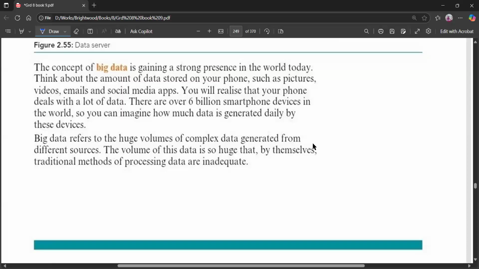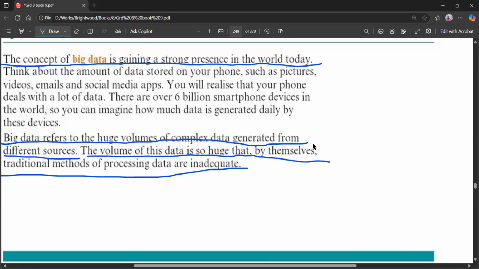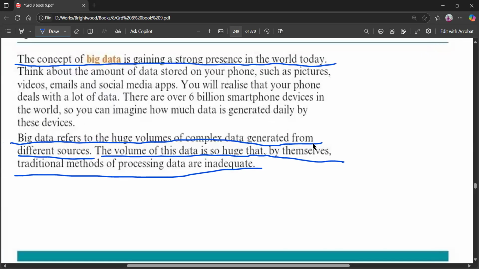So big data refers to huge volumes of complex data generated from different sources. The volume of this data is so huge that by themselves, traditional methods of processing data may be inadequate.